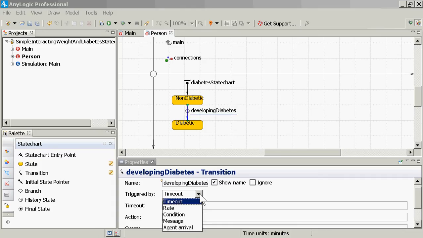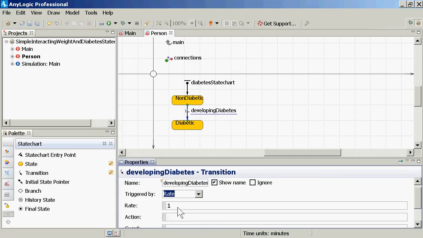A second one is rate, which allows you to have a certain chance of leaving per unit time. It can be based on a condition, a certain condition obtaining, say your age is greater than 18, or having received a message. There's also a final one under here that you can't see, which is agent arrival, meaning that they've arrived at a destination from a mobility context. So I'm going to say a rate transition, and for now we're just going to make this rate 0.01.